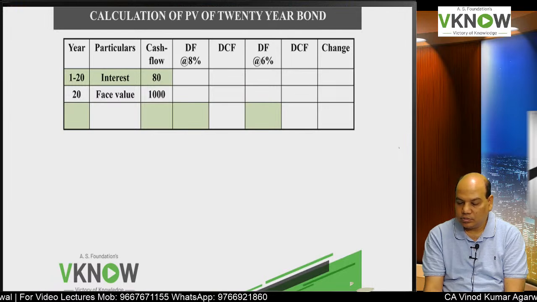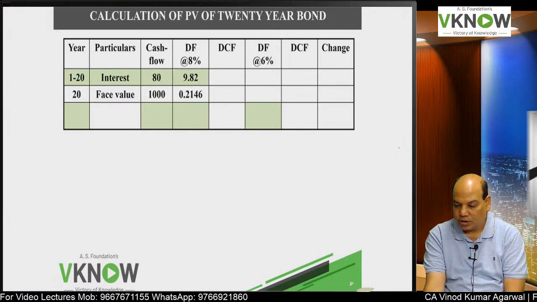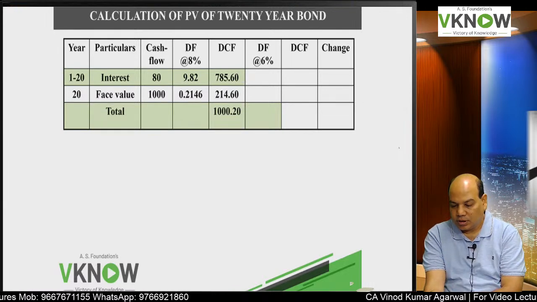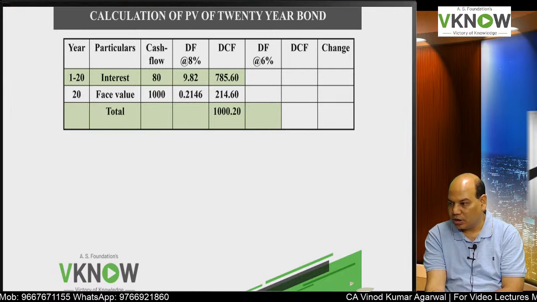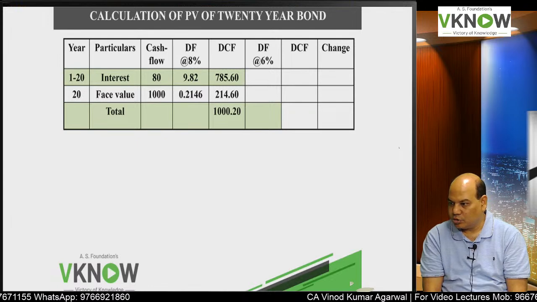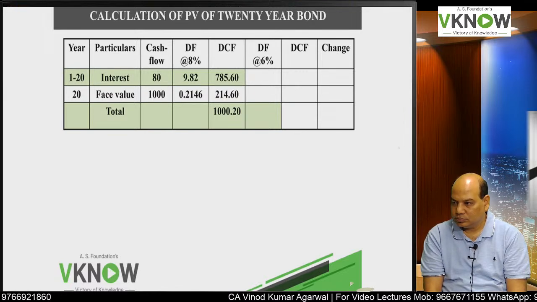Okay, anybody, what is the answer here? It should be close to 1000 again, because the coupon rate and discount rate are the same. Are you getting 1000 at 8%? You should get close to 1000. 1000 is accurate. Close to 1000 is also okay. Now we'll try 6%.